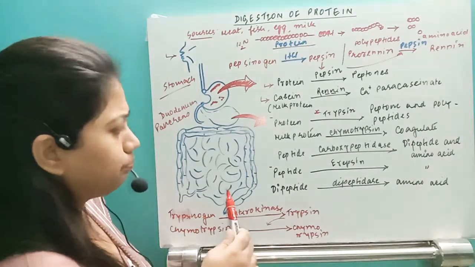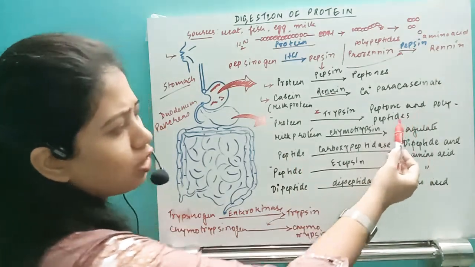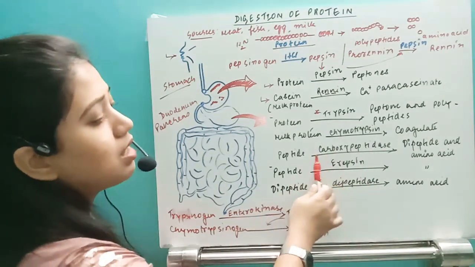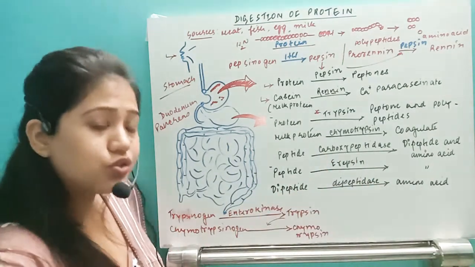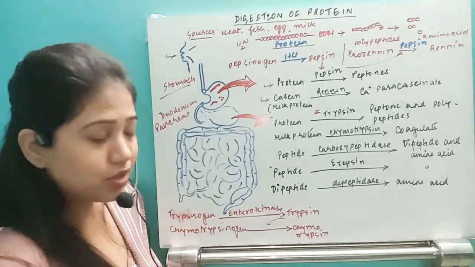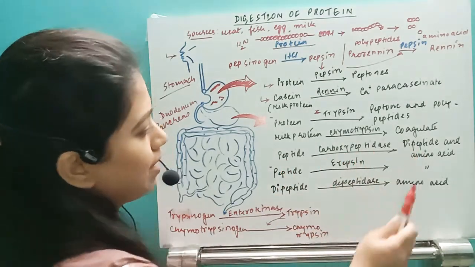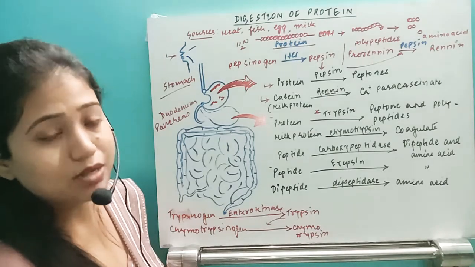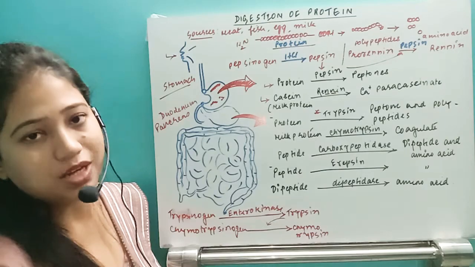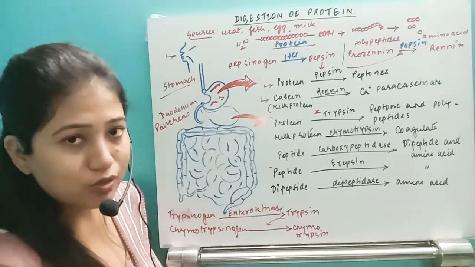Then the next one, that is the peptides that are left. Here you can see these polypeptides or the peptides. Those peptides will be acted upon by the carboxypeptidase, which is also another enzyme released from the pancreas in the region of the duodenum, acting on the peptide to convert it into dipeptides and amino acid. Dipeptide means it is going to have only 2 amino acids bound by a peptide bond. So it will hydrolyze the peptide bond and it will be broken down into the amino acid.